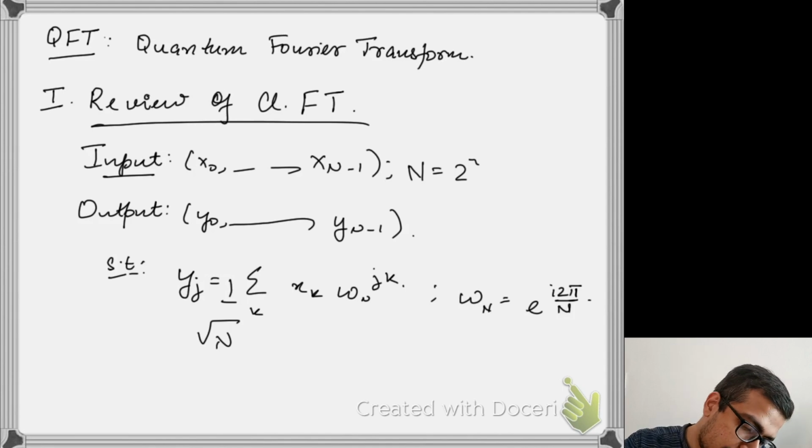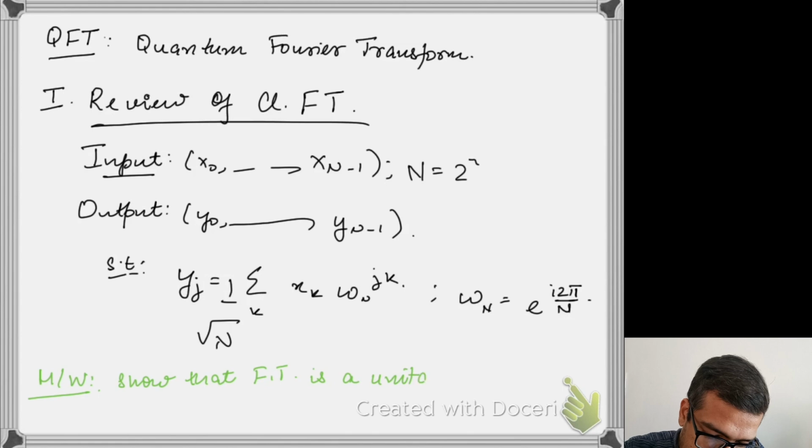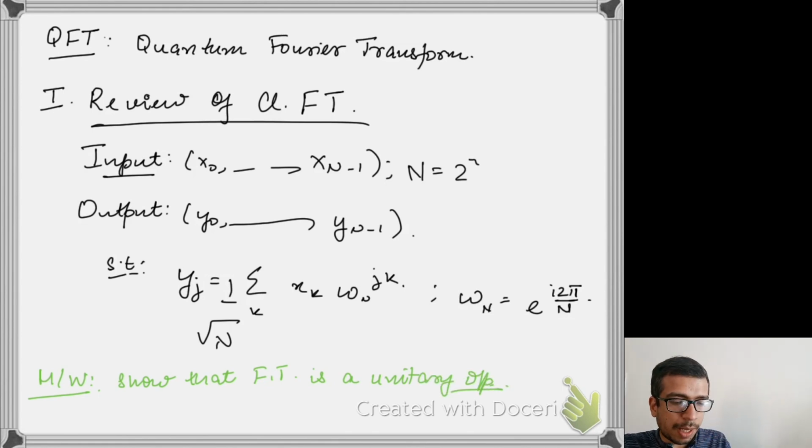Homework exercise for you: show that Fourier transform is a unitary operation, meaning that you have to show that it maps unit vectors to unit vectors. So this was how classical Fourier transform is defined, and now we'll have a look at quantum Fourier transform.